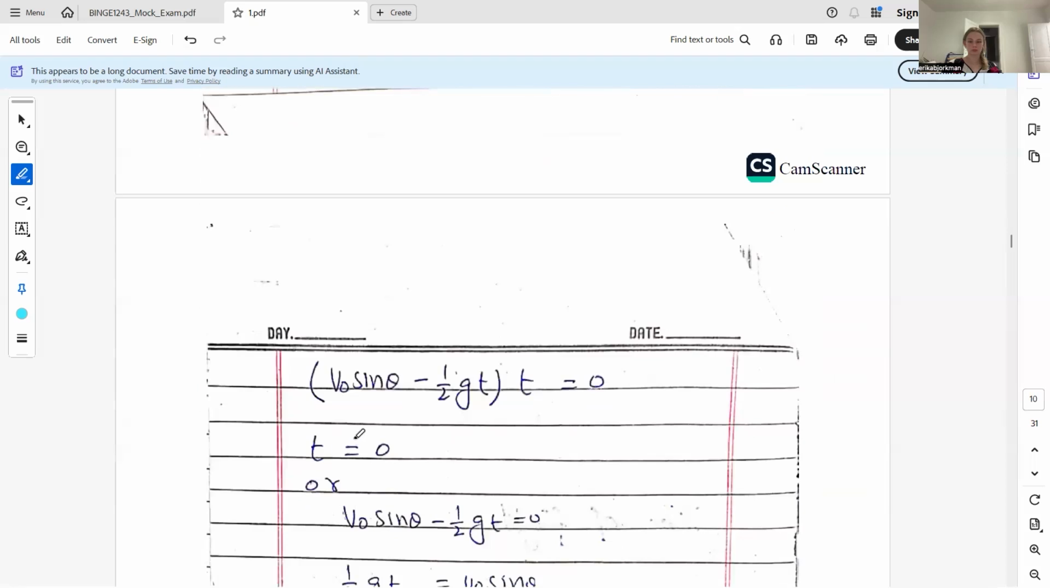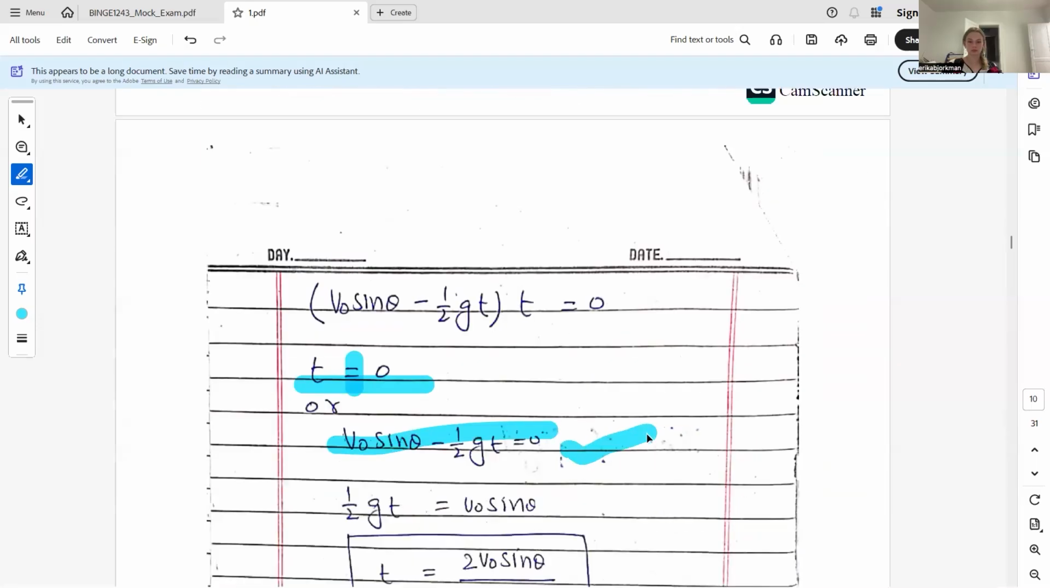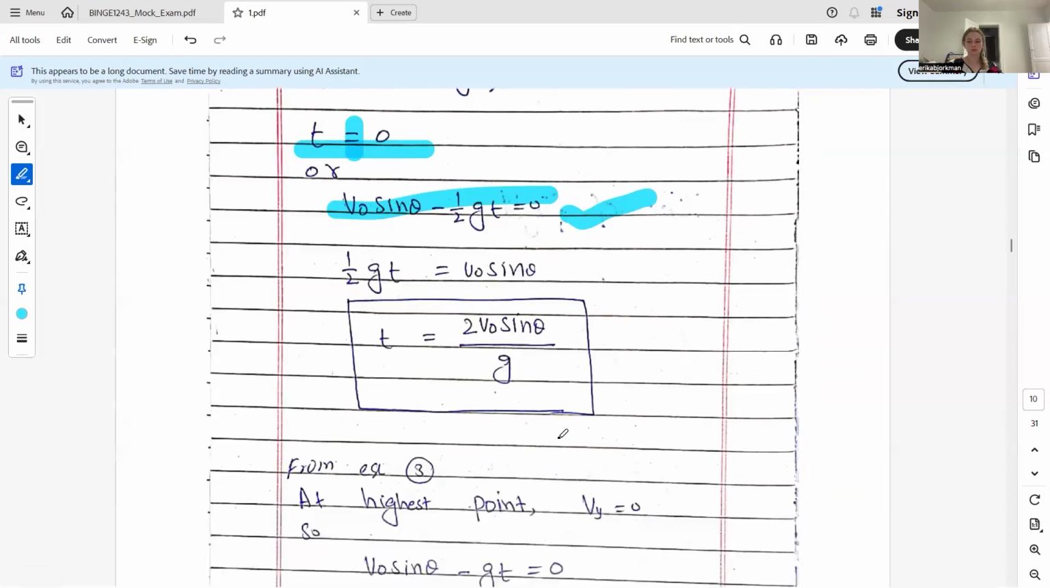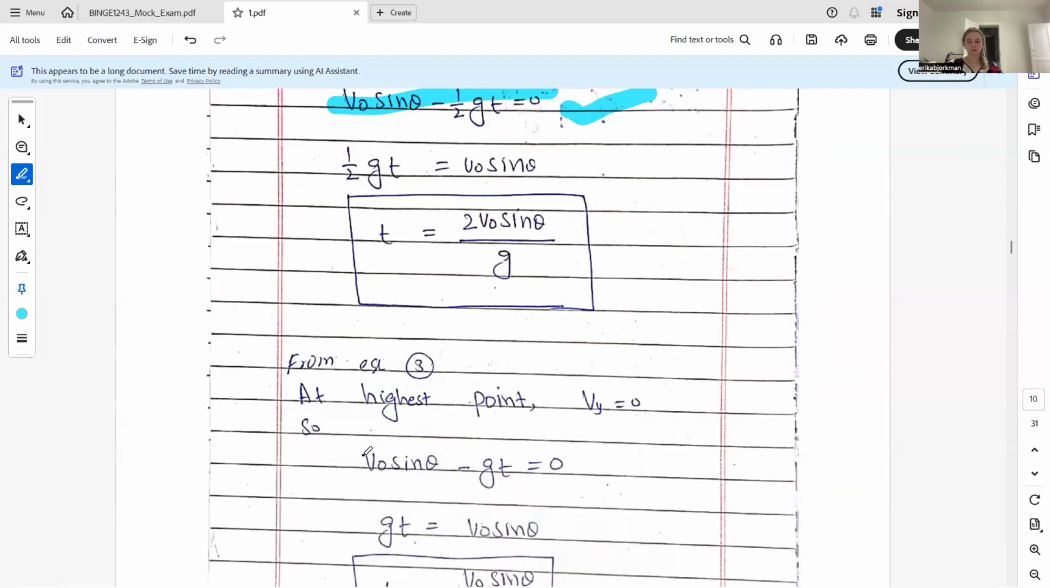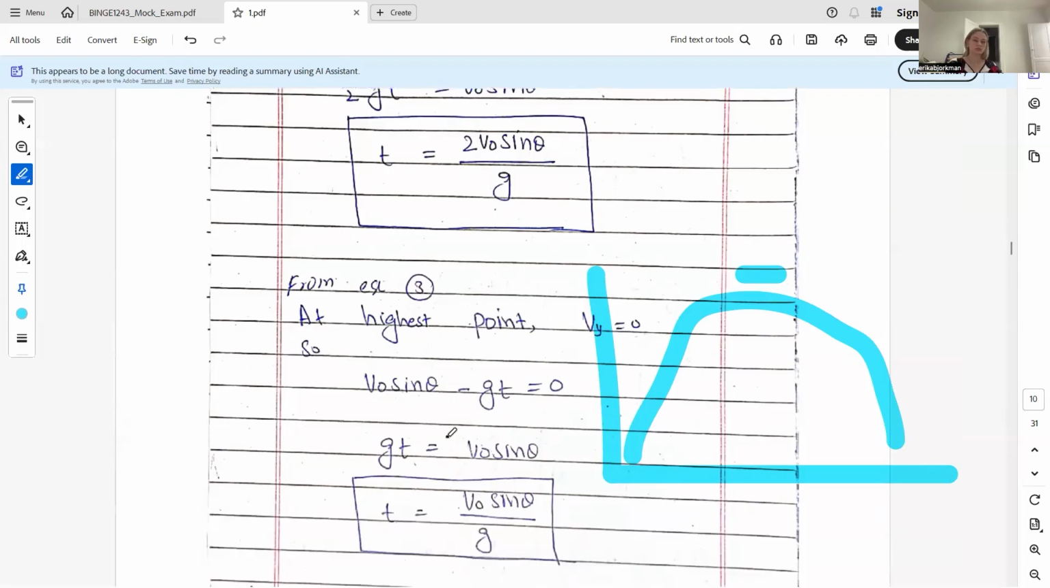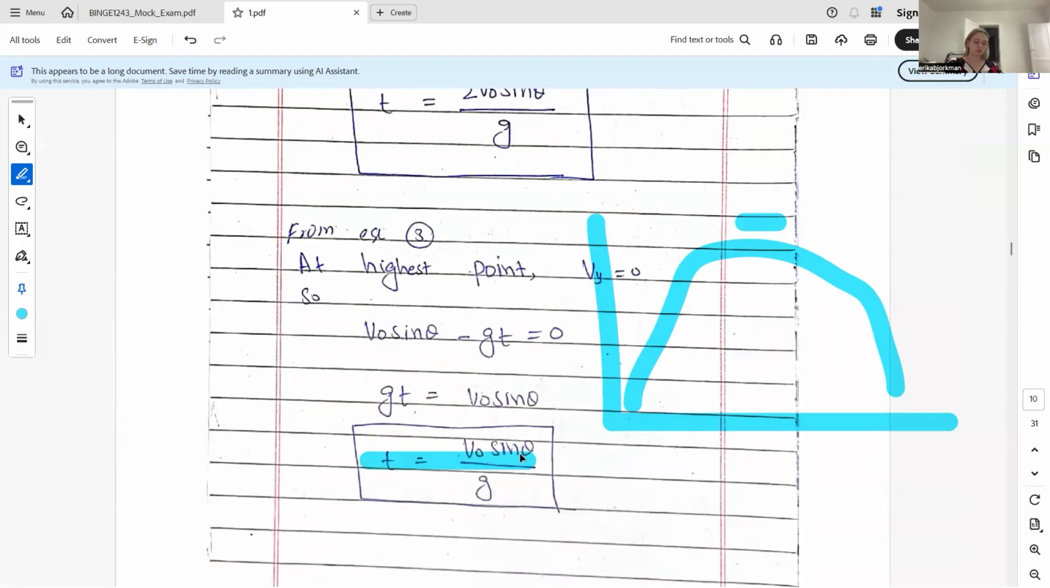Taking t common, t is not equal to 0, so we are considering the other factor equal to 0. So our final time of flight is equal to 2 v naught sine of theta over g. But if you need to calculate the time to reach maximum height, then you need to use the equation of the vertical velocity, that is v naught sine of theta minus g t is equal to 0. At the maximum height, the vertical velocity is equal to 0. So at this point vy is equal to 0. Simplifying, it gives the time to reach the maximum height.